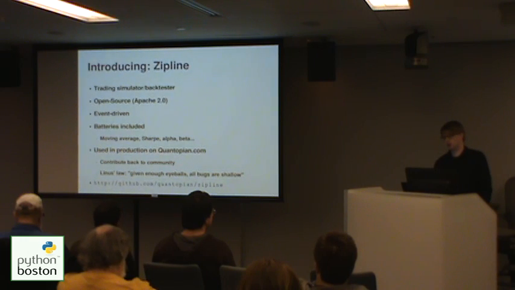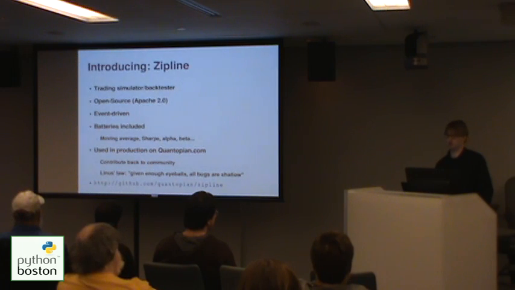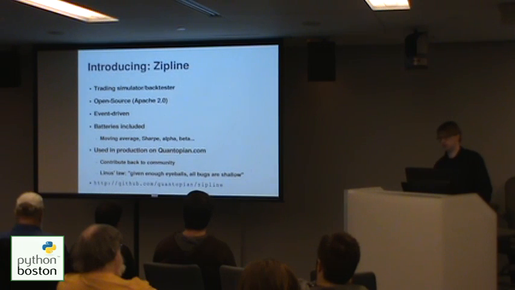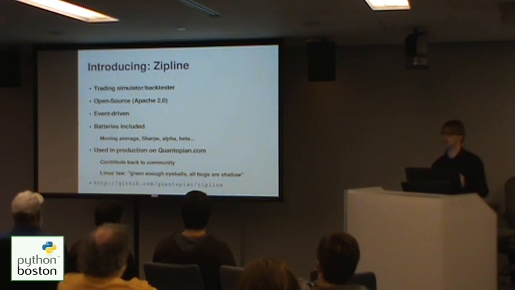We also include a lot of the normal financial transforms or indicators that people look at, such as the moving average, the Sharpe ratio, alpha, beta, to really make it easy to just get right to the algorithm writing and not be concerned with a whole lot of extra legwork. And finally, this is also the software that's used on Quantopian.com.